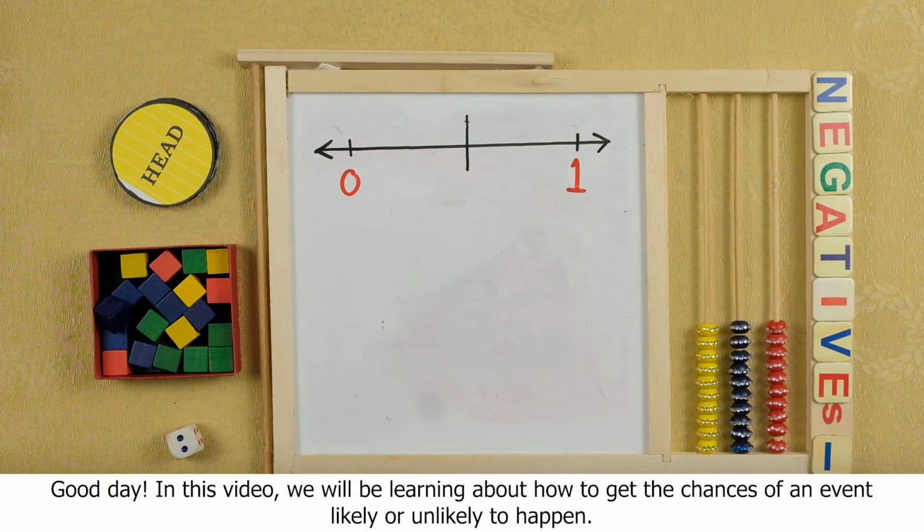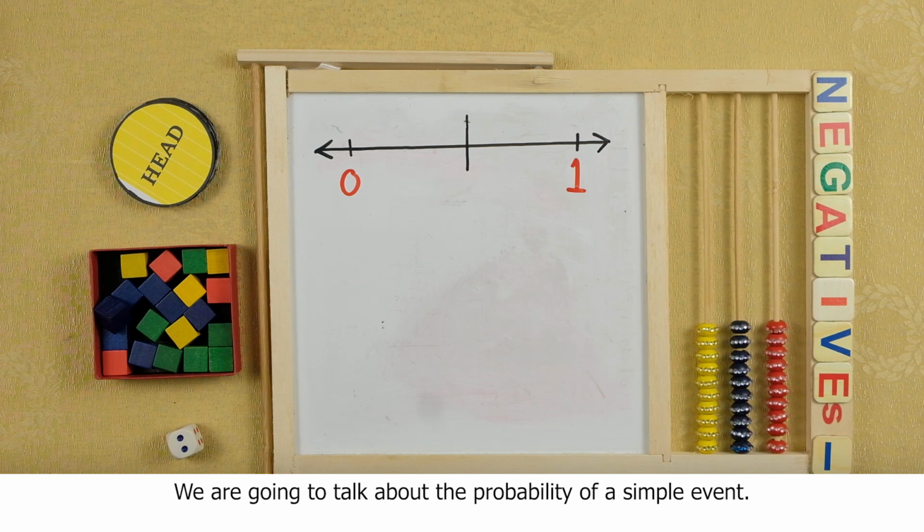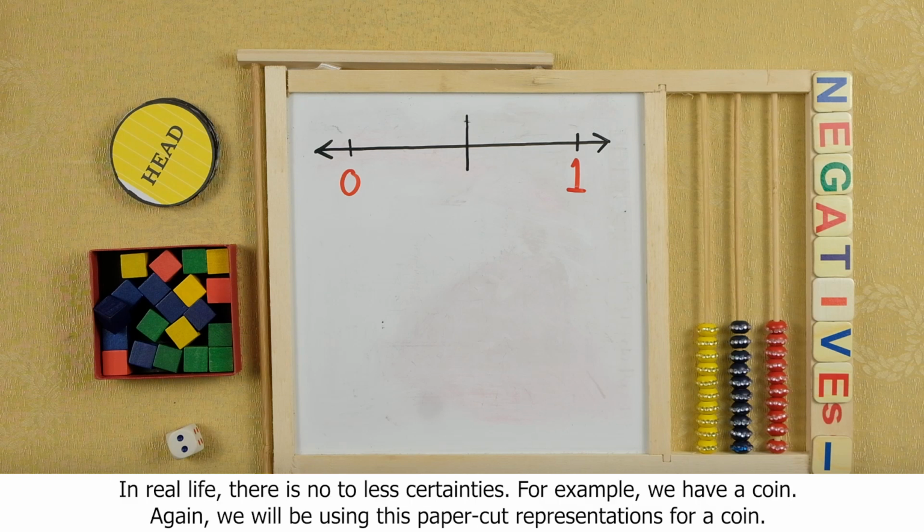Good day. In this video, we will be learning about how to get the chances of an event likely or unlikely to happen. We are going to talk about the probability of a simple event. In real life, there are no true certainties.